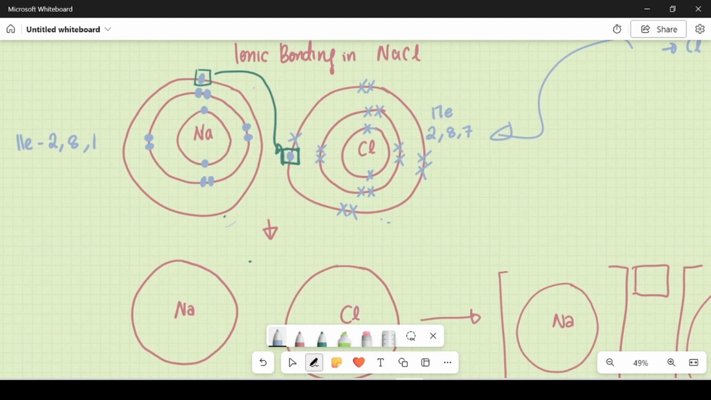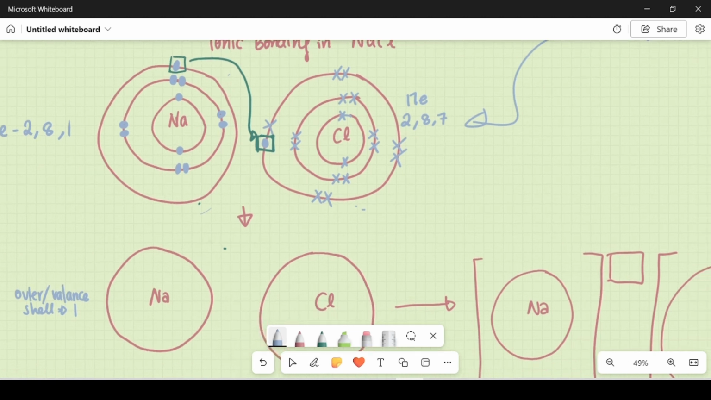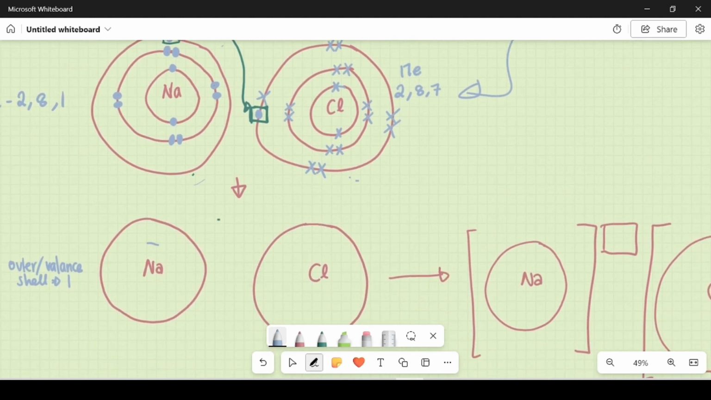So we know sodium has an outer valence shell of 1. We want to draw the inner one because it just has 1 electron on its outer shell. So we're going to draw the 8 electrons, and then the 1 here.